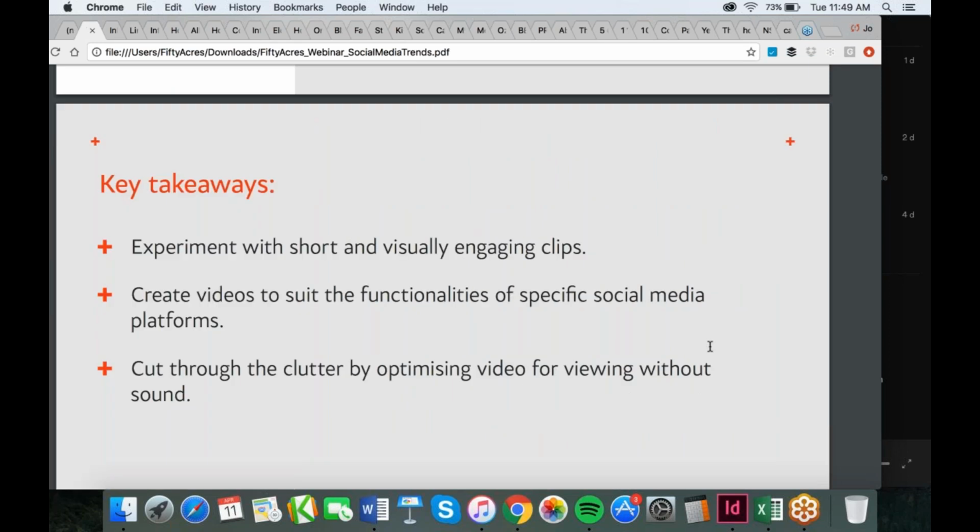So key takeaways there are: experiment with short and visually engaging clips. Create videos to suit the functionalities of the specific social media platforms. And as I said, for example, most people aren't turning their phones horizontally to landscape to watch a video. They're not making a large screen. They're using them in portrait and not opening them. They're just going straight from the phone, which is one of the reasons why people are watching them on silent. And cut through the clutter by optimizing video for viewing without sound.